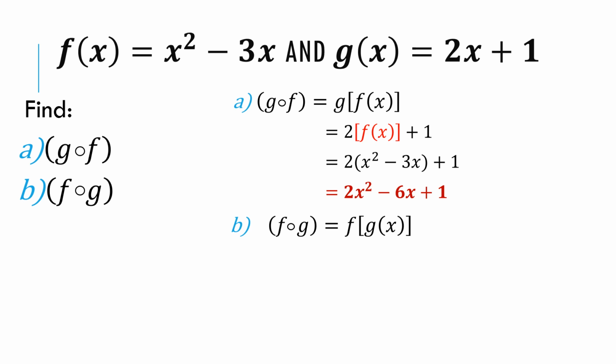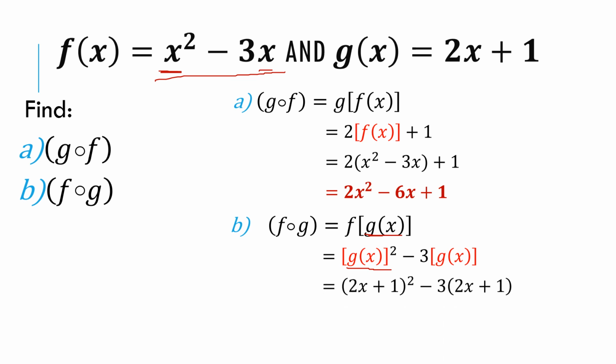Letter B, f circle G equals f of g of x. F of x is equal to x squared minus 3x, but instead of writing x, okay, we will have g of x kasi ito yung domain. So, we have g of x squared minus 3 times g of x. And then, let's substitute kung ano yung g of x dyan. Ilagay na natin. So, we have 2x plus 1. And then, dito naman, 2x plus 1. Instead of g of x, yan na, 2x plus 1.